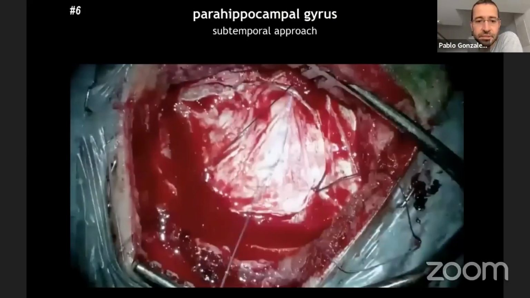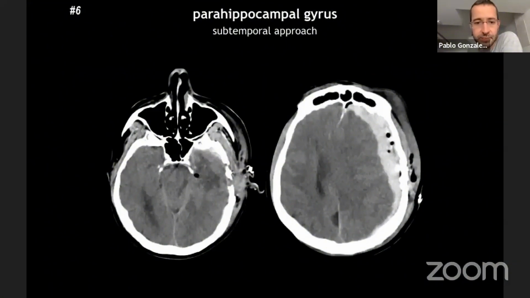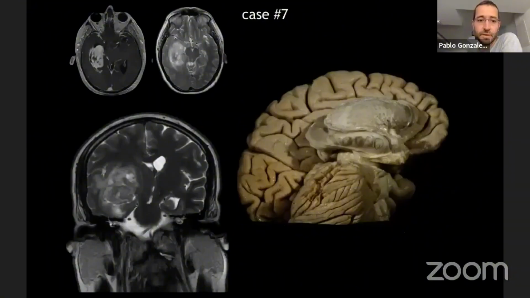This is the post-op CT scan 6 hours later, and you can see what happened after this very, very easy, fast, and safe removal. Even if we are applying the best rules, we can have terrible complications like this subdural hematoma.